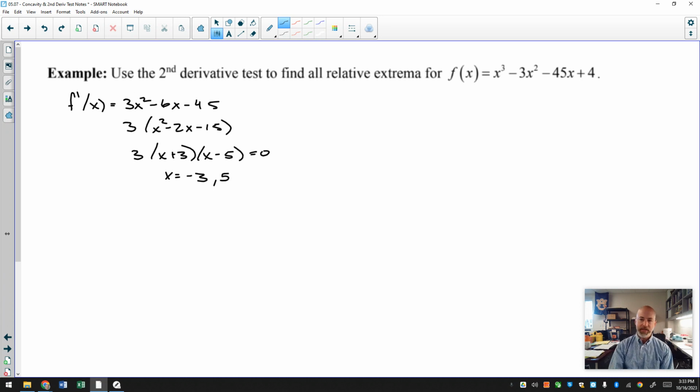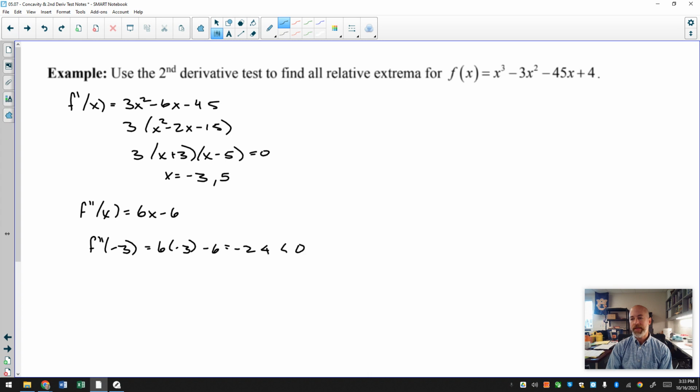And here's the beauty of the second derivative test. When it works, it's very efficient. I don't have to do a number line. I don't have to test all these intervals. I'm going to find my second derivative, which is 6x minus 6, and then see the concavity at those points. So f double prime of -3 is 6 times -3 minus 6. That's -24, which is less than 0. That means my function is concave down at a point where the slope was 0, so this is a local maximum. Local max at x equals -3.